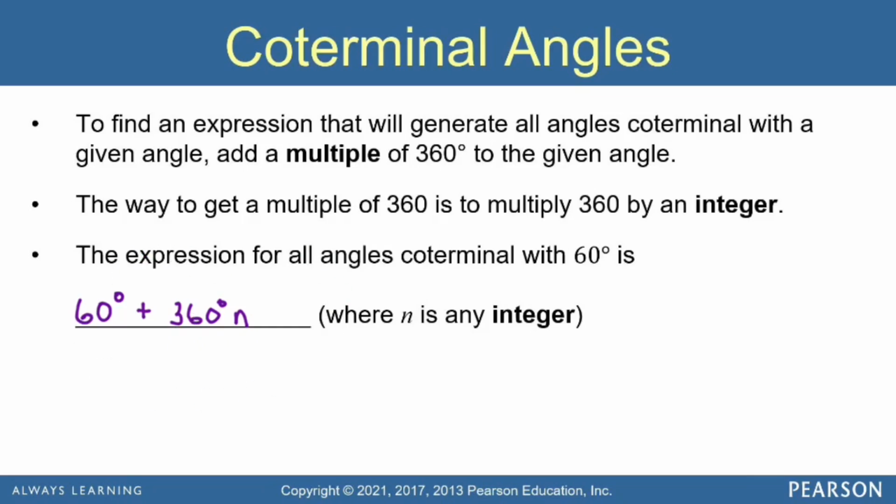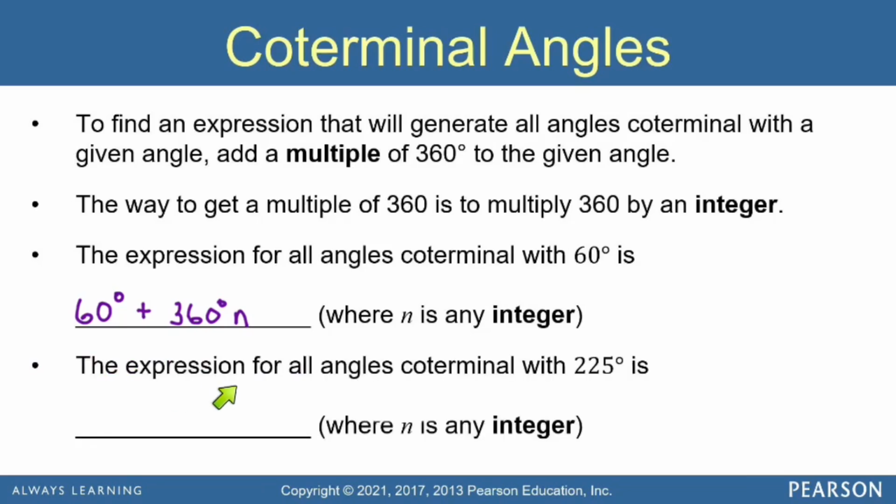Okay, let's do another one. Suppose we wanted to write an expression for all angles that are coterminal with 225. So we would start with 225, and then we would just add plus 360 degrees times n. So the 225 degrees determines the location of the terminal side, and then the plus 360 degrees times n just tells us that we can go from there any whole number of rotations that we want and find a coterminal angle.